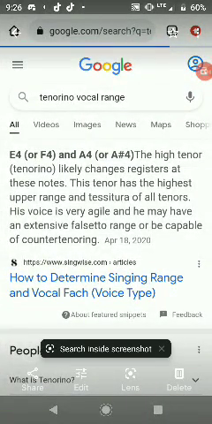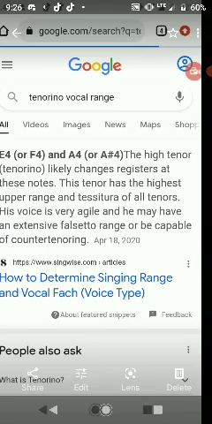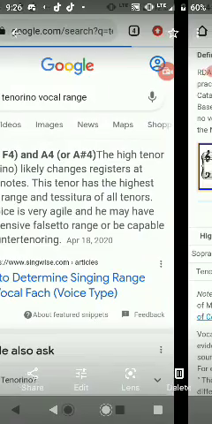And this here is showing the tenorino vocal range, but it's specifically showing the tenorino's passaggios. And I thought this was interesting because, for me, I'm around an A4, and my passaggio on the lower end is around a D4, I guess, something like that. So it would be around this range right here.